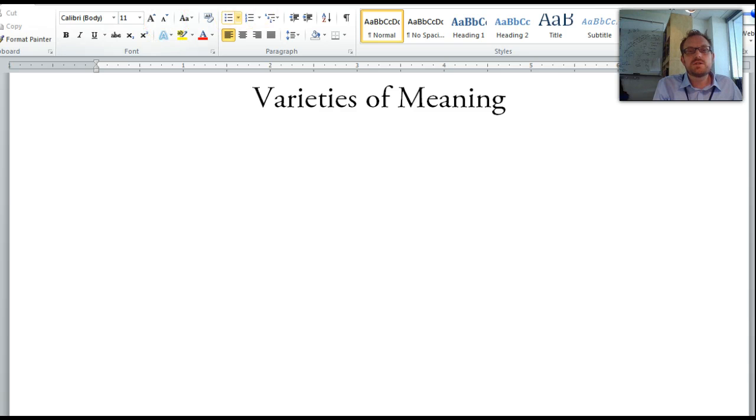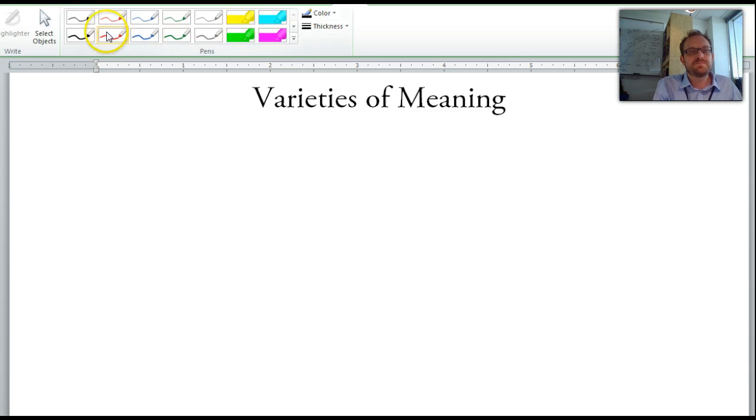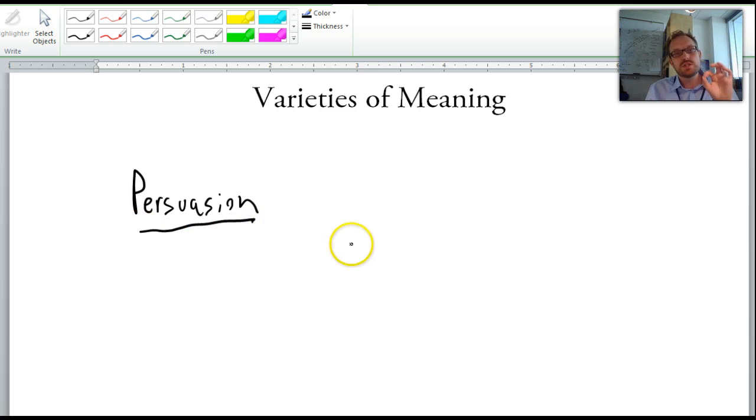And here, I want you to consider the notion of persuasion. A lot of the arguments we hear are arguments of persuasion. That is, they're arguments which attempt to convince us of a specific sort of conclusion.